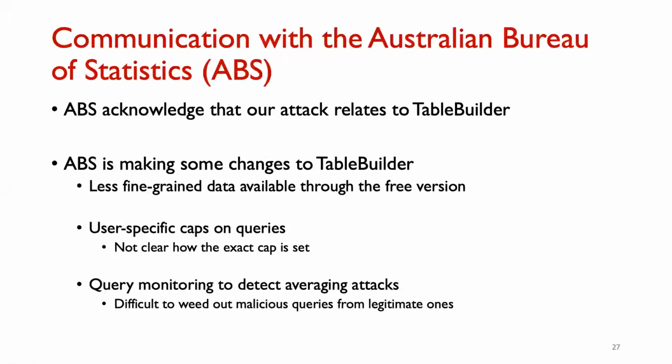So we did communicate our attack to ABS, and they acknowledged that our attack relates to table builder, and in response to these attacks, they are making some changes. For instance, less fine-grained data available through the free version, some user-specific caps on queries, although it's not clear what the exact cap is and how it is set, and monitoring of queries to detect averaging attacks. Although, as we discuss in our paper, it's difficult to know if a set of queries are actually being used for averaging attacks or they are innocuous because they look almost the same.